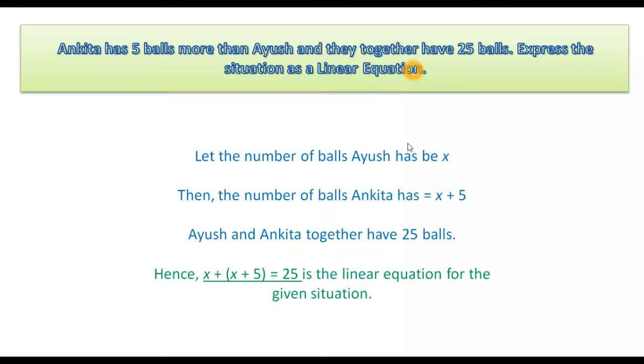So it's very easy to make a linear equation for the given statement. We just have to note down the fixed quantities, then denote the unknown quantity by a variable, and then establish a relationship between the known quantity and the unknown quantity and make an equation. Clear?